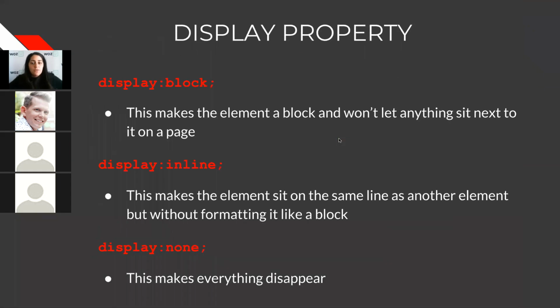So then we have the display property. A display property has a number of values that I can have. The most common ones are going to be block, inline, and none. Block makes the element a block and won't let anything sit next to it on the page. So let's say you have two images side by side. If you do image display block, it will move the second image down to the second line because it won't allow anything to sit next to it on the same row. Inline allows the element to sit on the same line as the other element, but without formatting it as a block. And display none makes everything disappear.